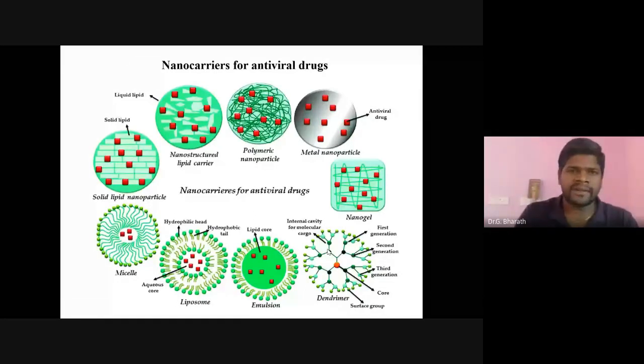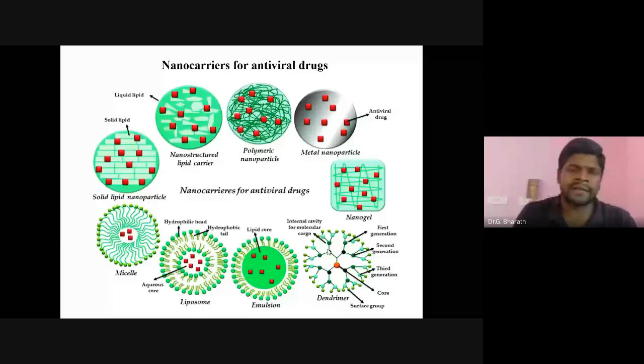So these are all the different nano carriers for antiviral drugs. For example, metal nanoparticles, polymeric nanoparticles, nanostructured lipid carriers, solid lipid nanoparticles, and then liposome emulsion, and then nanogel. The antiviral drugs are loaded to the metal nanoparticles or polymeric nanoparticles or nanostructured lipid carrier or solid lipid nanoparticles. What type of antiviral drug we have to load? First you design your material, and then you load your antiviral drug to that material, and then you can easily penetrate this material to whatever type of target you want to deliver.